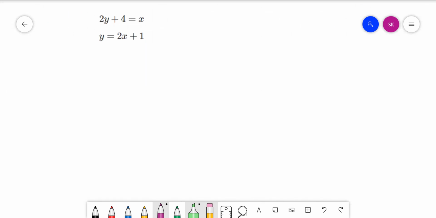All right, one more question. Example 3. And again, I want you to solve these simultaneously, but by drawing the graphs using Desmos. Pause the video and have a go at that, please.